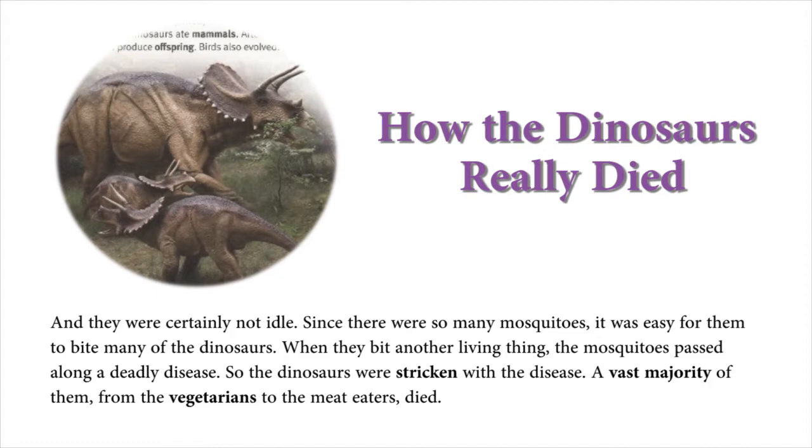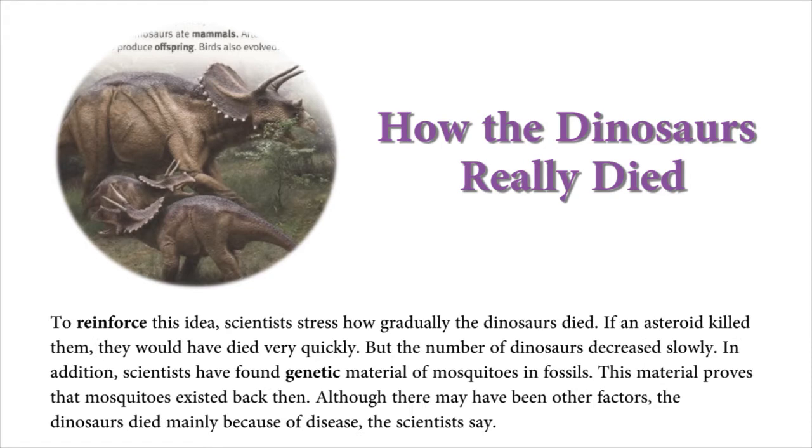When they bit another living thing, the mosquitoes passed along a deadly disease. So, the dinosaurs were stricken with the disease. A vast majority of them, from the vegetarians to the meat eaters, died. To reinforce this idea, scientists stress how gradually the dinosaurs died. If an asteroid killed them, they would have died very quickly. But the number of dinosaurs decreased slowly.